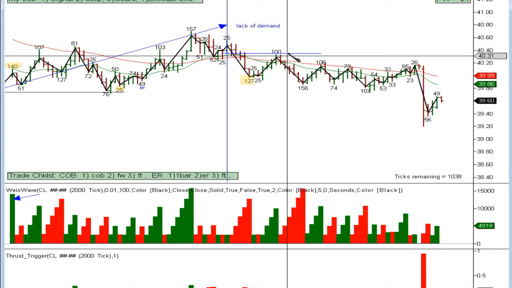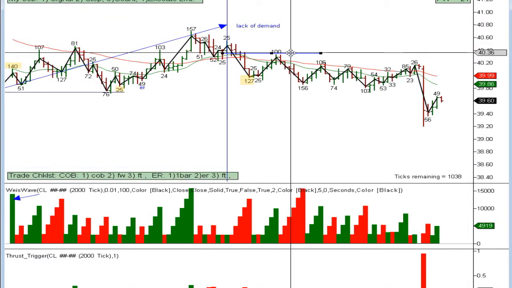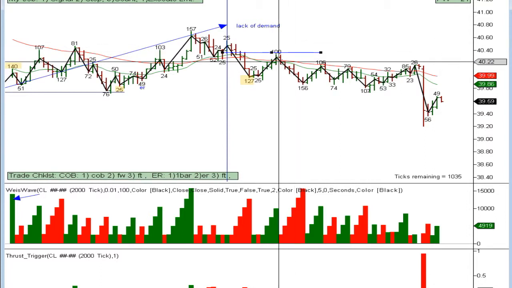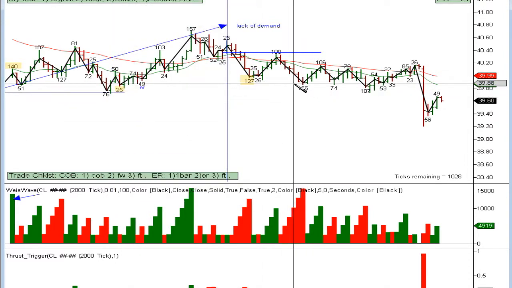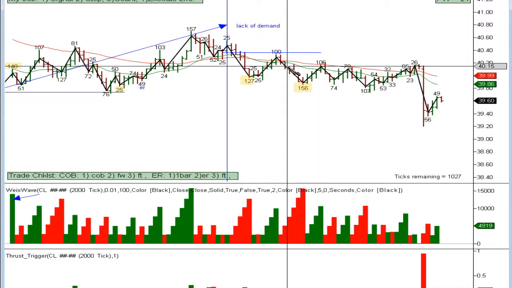and the test of that lack of demand is a good place to go short. If you go to the extreme, you don't get filled. You go 2 ticks below or whatever, you get filled. After that, you have follow through on heavy selling. All right, so that is pretty bearish.